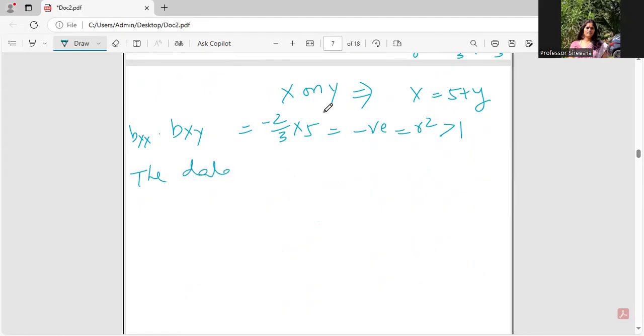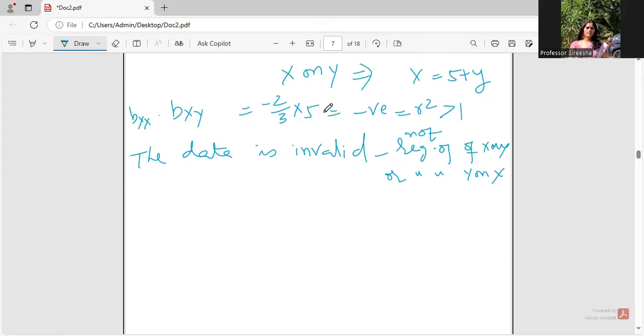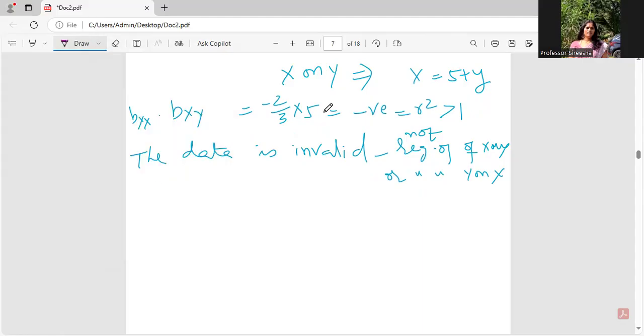The data is invalid. Why? Because both of them are not representing regression lines of x on y or y on x. So they are not regression lines. This is how I'll be using the properties of regression lines, guys, to figure out whether they are lines of regression or not. There's one more property which is being used.